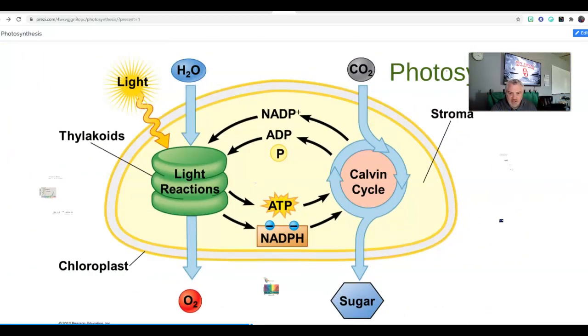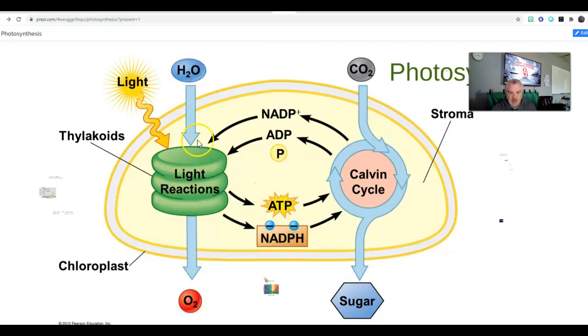All right, so if we look at the light reactions, there's two parts to photosynthesis. There's a light reaction and the Calvin cycle. The light reaction, just in general, takes sunlight and water and converts that sunlight into ATP and NADPH. We'll talk more about that in a second. They release oxygen in the process.